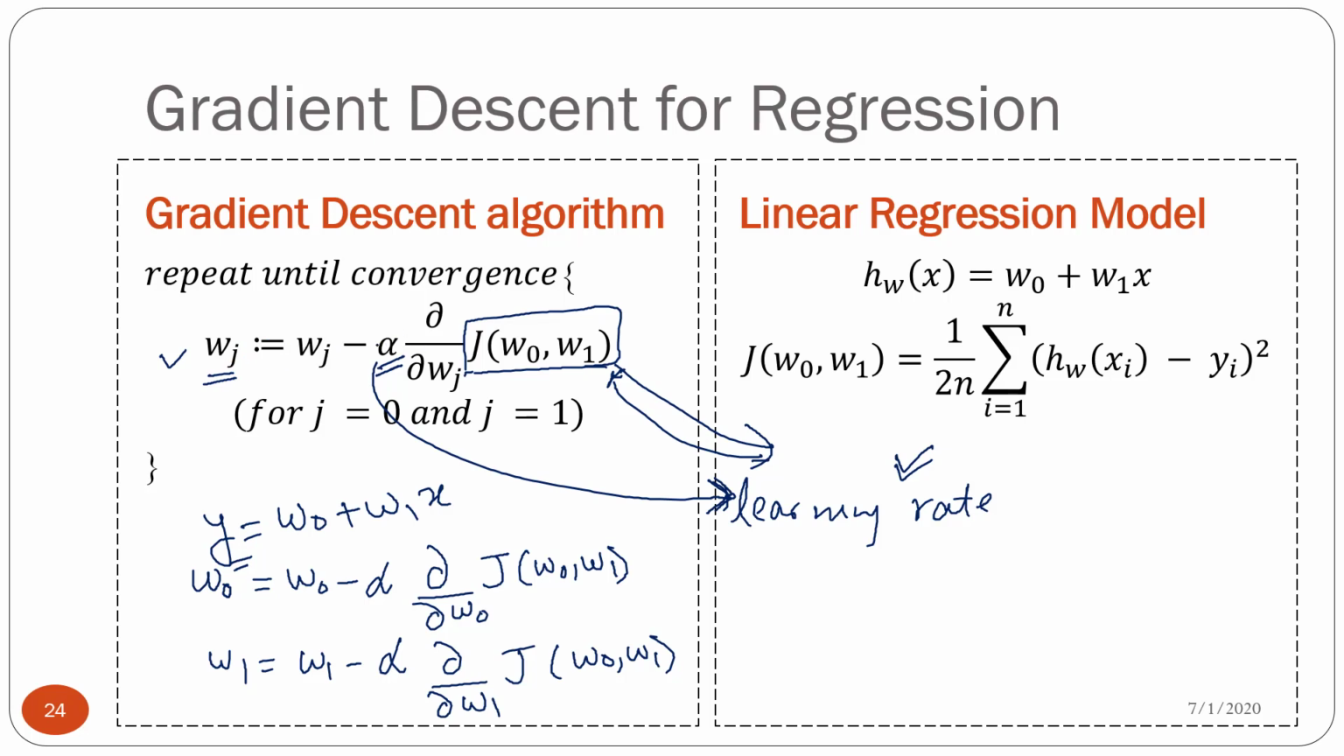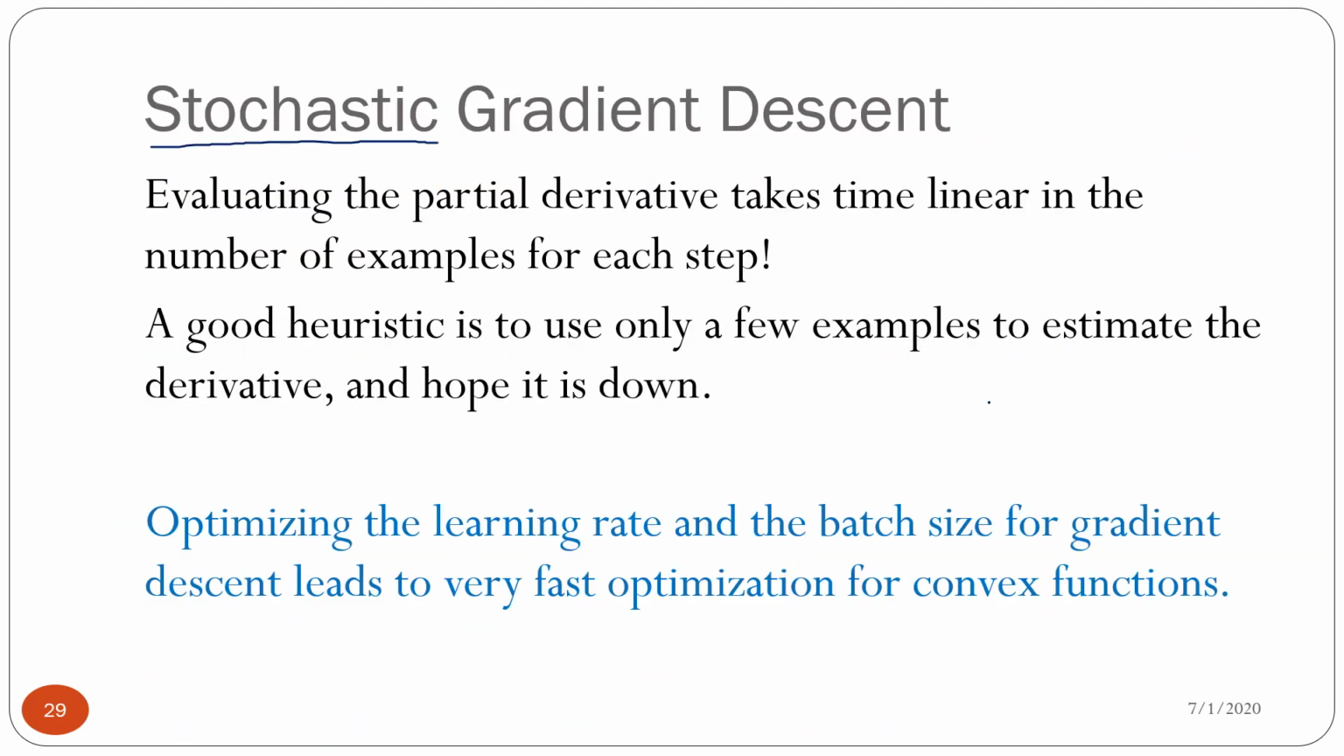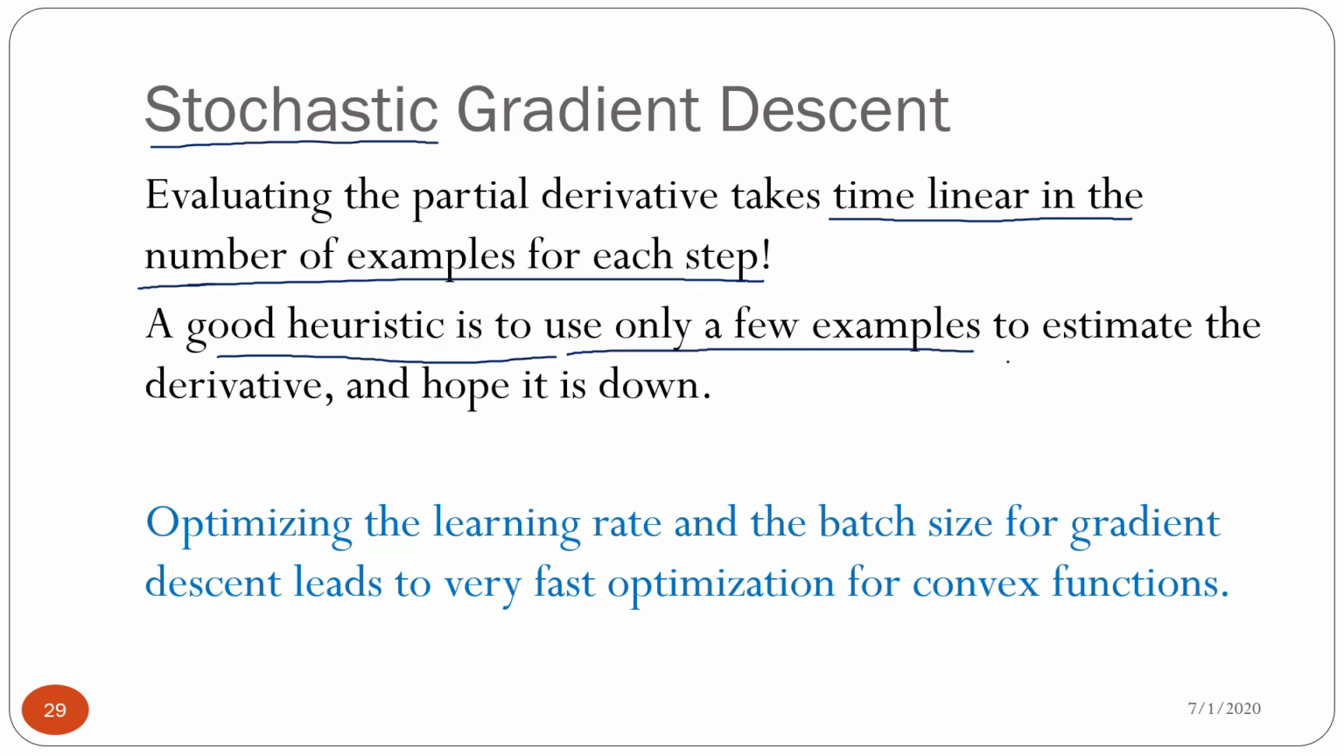And for this coefficient update, you have this learning rate, and then you are doing the partial derivative of this error function. And this error function involves the computation on all the data samples, right? You need to compute this error for all the data samples that you have, which is not good news. So evaluating the partial derivative takes time linear in the number of examples for each step, which will slow the process a lot. Now there is a heuristic behind stochastic gradient descent. The heuristic says that in place of using all the data samples, you only use a few examples to estimate the derivatives. So don't use all, and maybe use 5 of them, 10 of them. It is up to you.